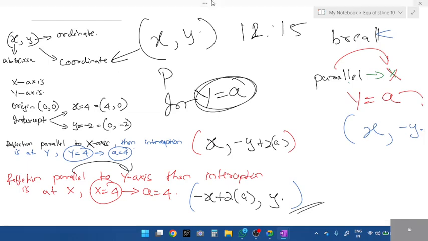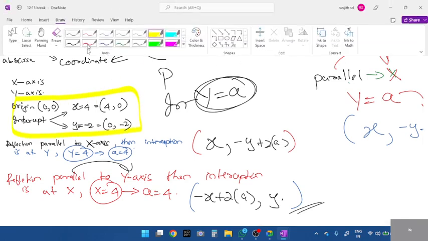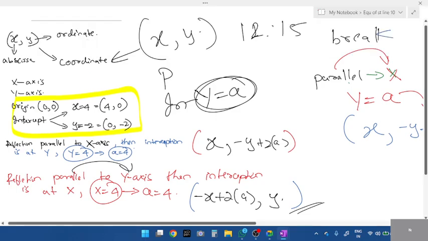Next, I'm not talking about reflection, I'm just talking about the normal intercept concept. Look at intercept. If I say x intercept is equal to 4, the point is 4, 0. If I say y intercept is equal to -2, the point is 0, -2.